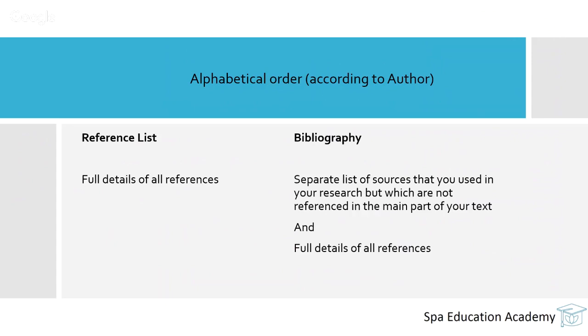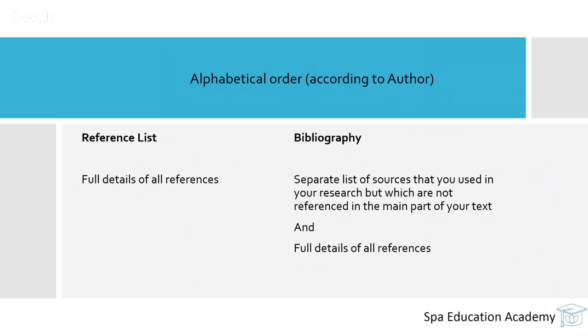So a bibliography is everybody that you have cited and referenced in your work, and all of the books you read but didn't cite in your work. What I really need is the reference list. I really need to know just who you have referenced in your work. It's up to you if you want to include a reference list or bibliography, but the minimum that I need is a reference list. All of the details of everything you have referenced and cited in the main body of your work should be in your reference list.